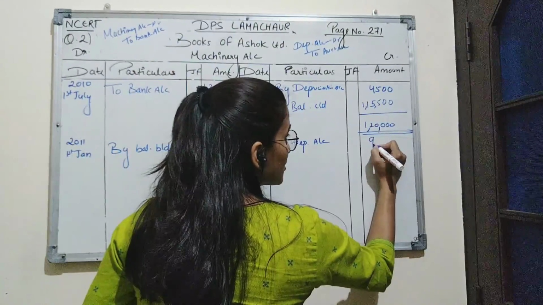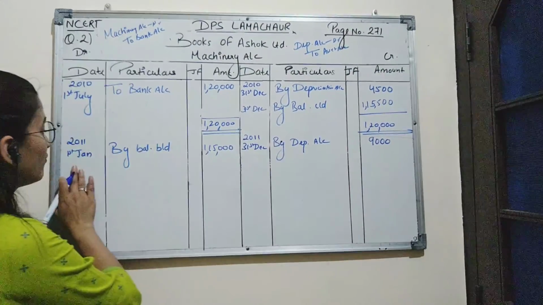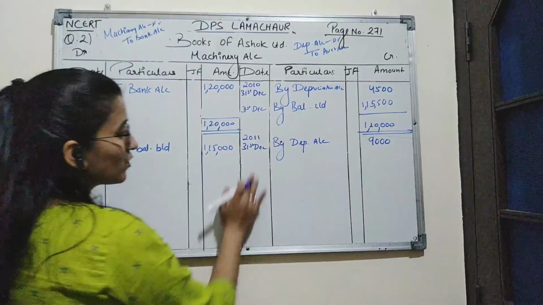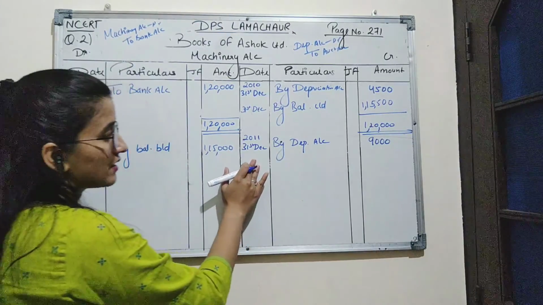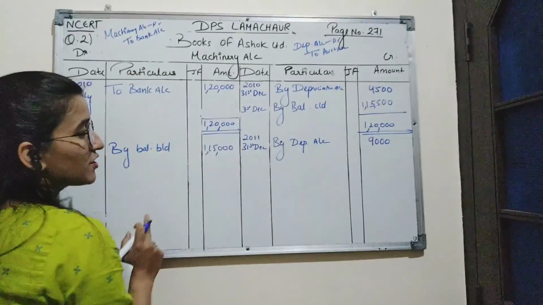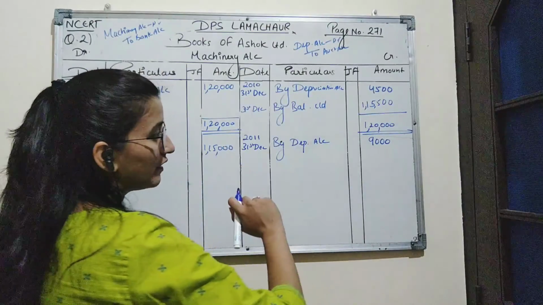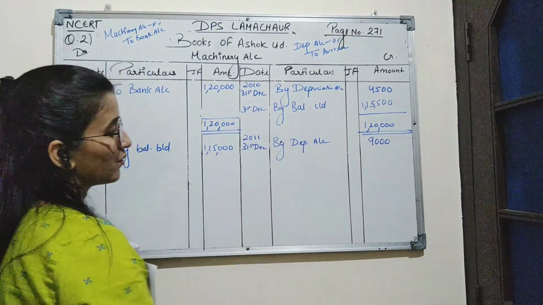So here depreciation amount will be 9,000 because we have used the machinery from 1st January 2011 to 31st December 2011, which is the period of 1 year. So depreciation will be charged for 1 year only. That is why the amount of 1 year depreciation is 9,000.